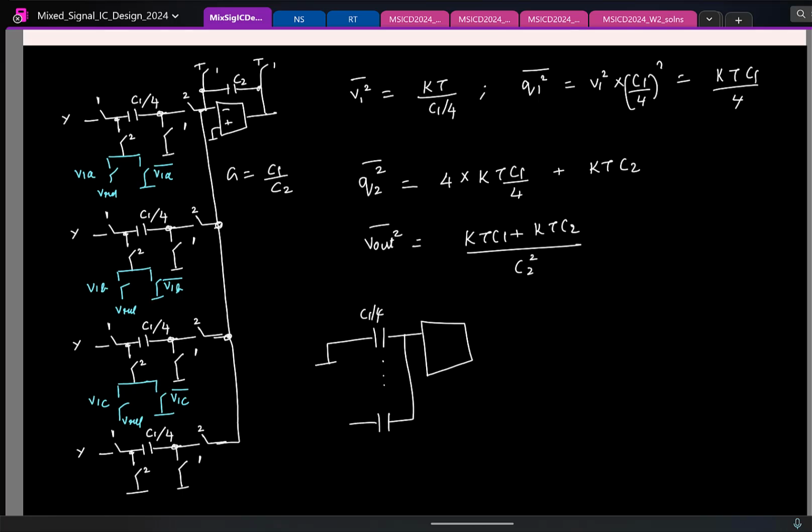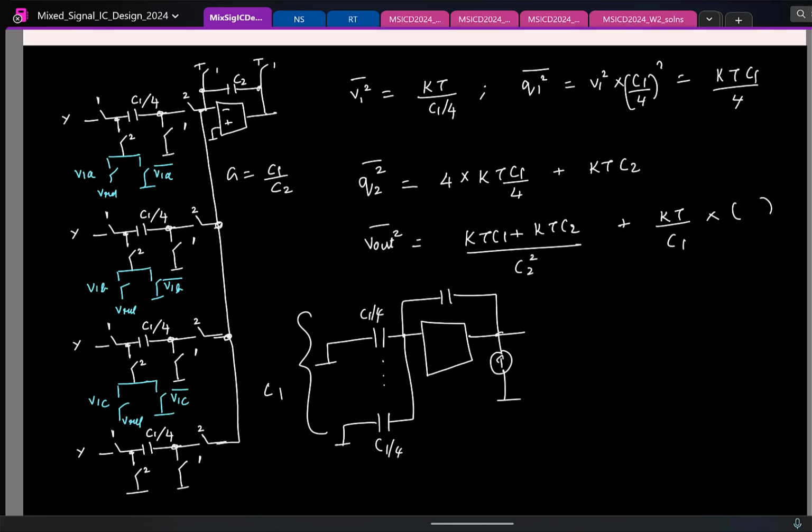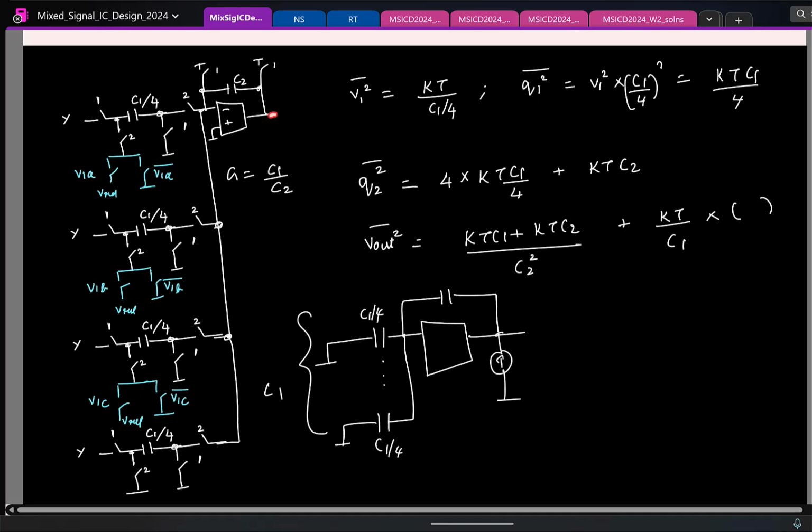I'll have 4 branches, right? In clock phase phi 2, you basically short everything. You are considering noise, there is no signal, so everything is ground. So this is what you have, and you have C2. So this is effectively one capacitance with a value C1. So this is the plain old circuit that you know. You can find what will be the noise due to the OTA, and that will give you something that will also be KT by some C to something. So this is the total noise at the output, right?